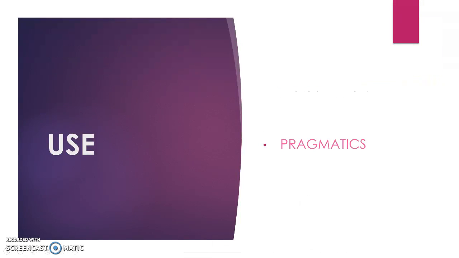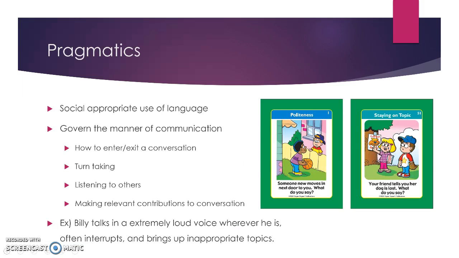The next area is use, and this deals with pragmatics, and this is the final one of the 5 components of language. This one is pretty common to see. Pragmatics is the socially appropriate use of language. So kind of just acting appropriate in social settings, and these govern the manner of communication.